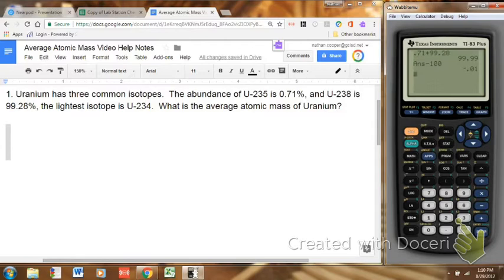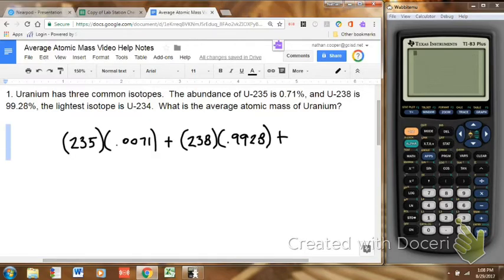The last remaining isotope is 0.01% abundant, so very, very little of it. So I'm going to plug that 0.01 into my problem. I know the mass is 234. Move it into a decimal, 0.0001. And now I am solving for x. I'll do that in the calculator now.